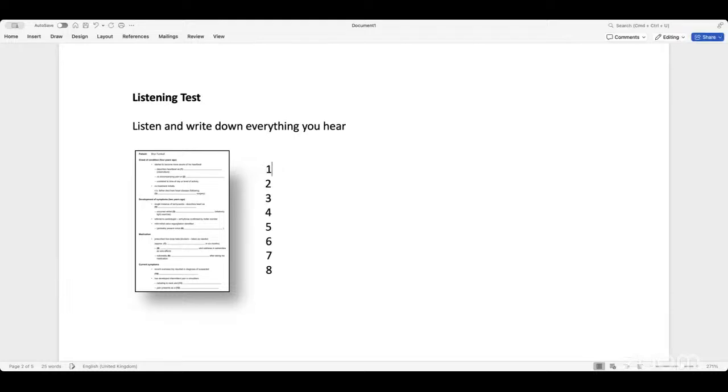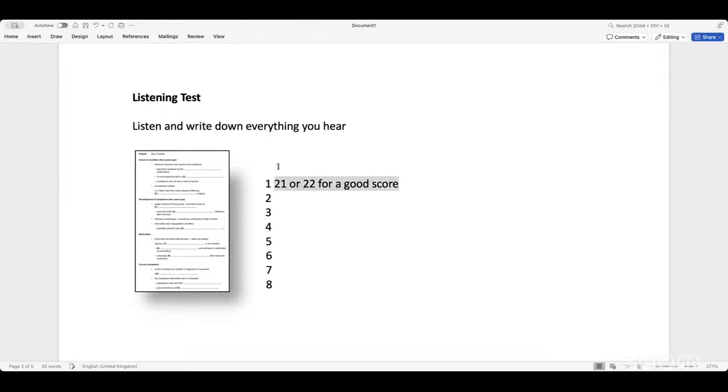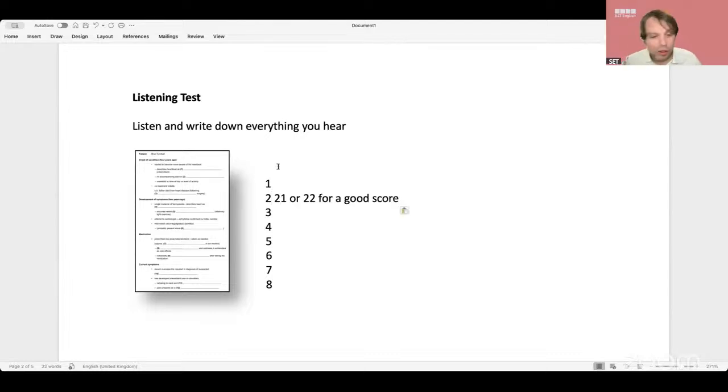21 or 22 for a good score. Is this right, guys? Is that the first thing I said? No, tricky. OET Part A is very tricky. I said tricky. Now, I said tricky, Yunus, because do you know how to spell that word?